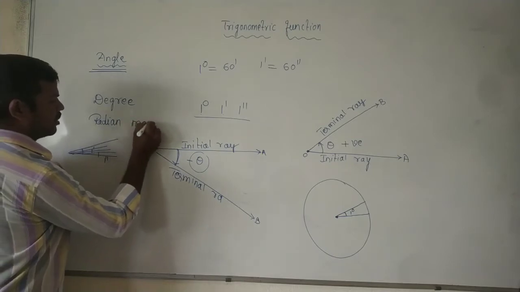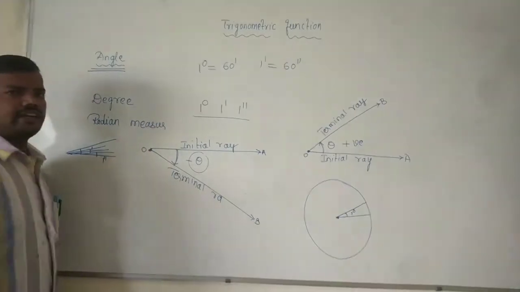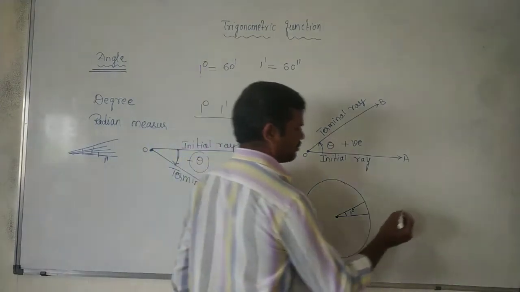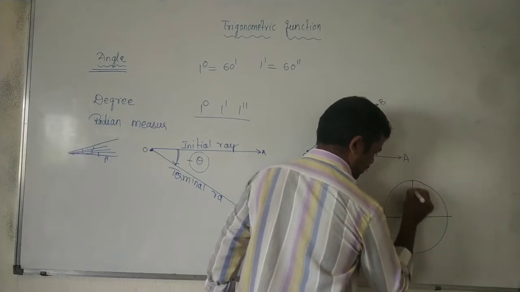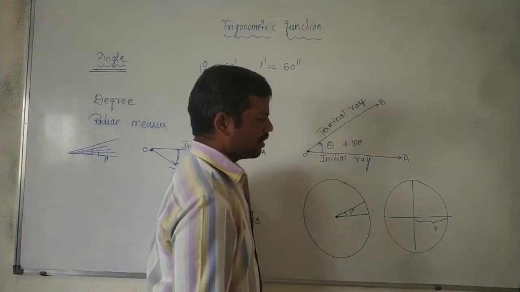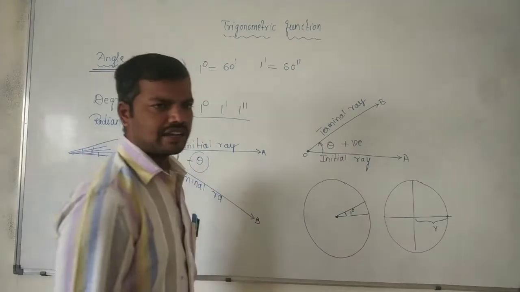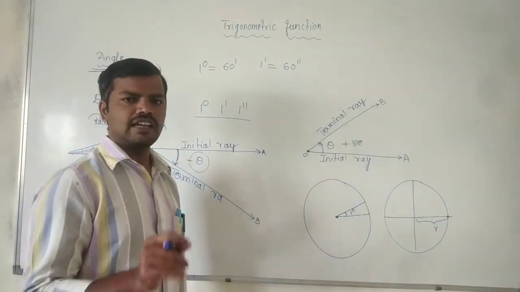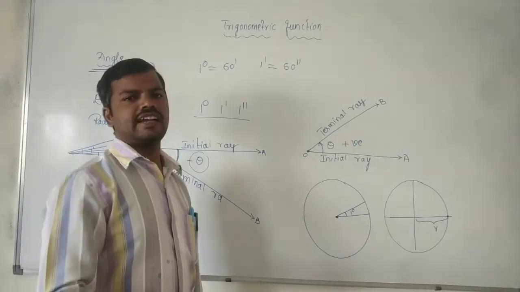Radian measure. What is radian measure? Radian measure means it is an angle subtended at the center of the circle. Take one circle, whose radius is r. That is, the radius of the circle is r. Then an arc makes an angle at the center of the circle whose length is equal to its radius.